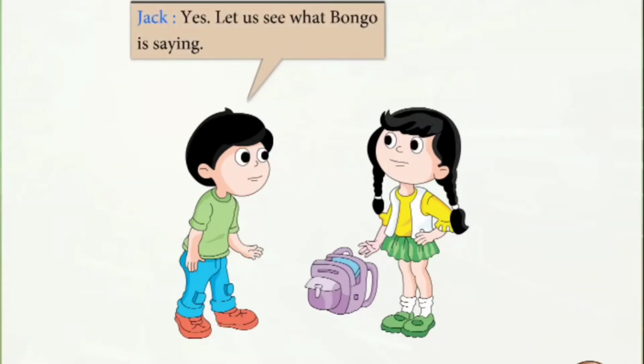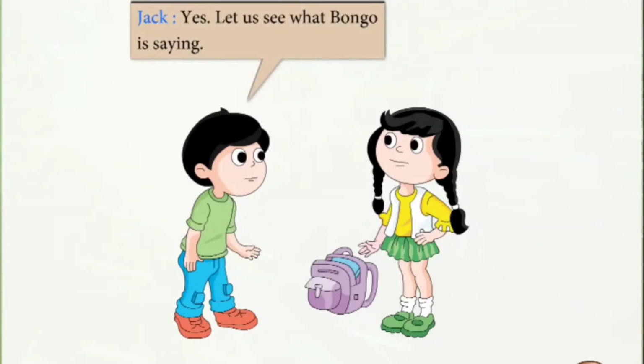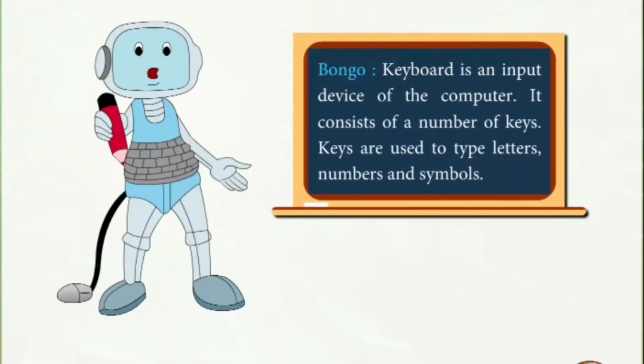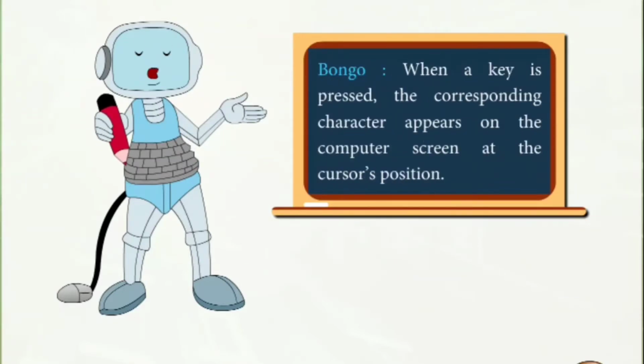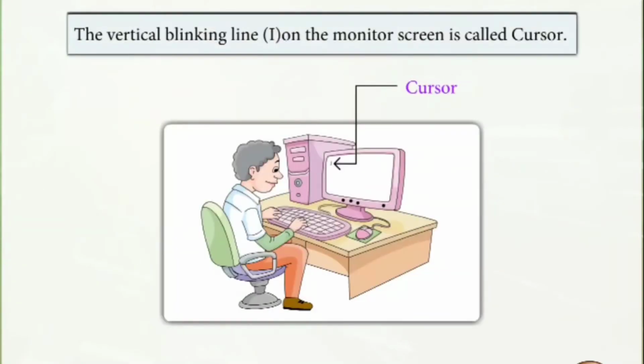Jack: Yes, let us see what Bongo is saying. Bongo: Keyboard is an input device of the computer. It consists of a number of keys. Keys are used to type letters, numbers, and symbols. When a key is pressed, the corresponding character appears on the computer screen at the cursor's position. The vertical line on the monitor screen is called cursor.